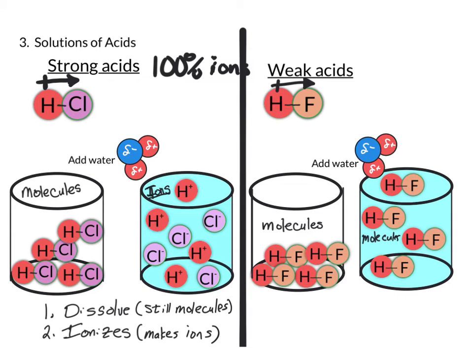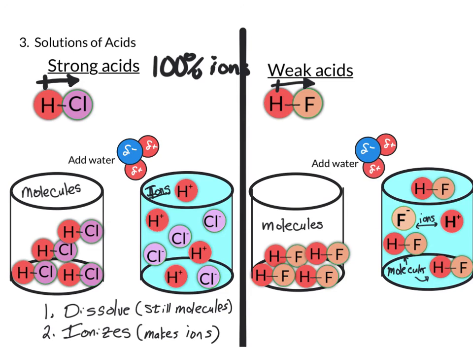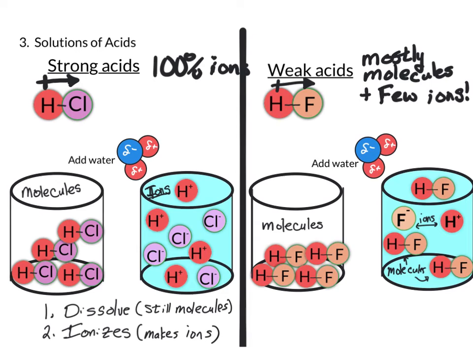In the case of the weak acid, only a small fraction of the weak acid will ionize. In fact, less than 50% of it will ionize. In this model, we're going to show it as 25%. So of the 4 HF particles we have here, only one of them will break into its ions. So what do we have in the solution? Well, we definitely have less than 100% ions, and we have mostly molecules, but we do have a few ions in there. So the way that we'll write this is mostly molecules with a few ions.